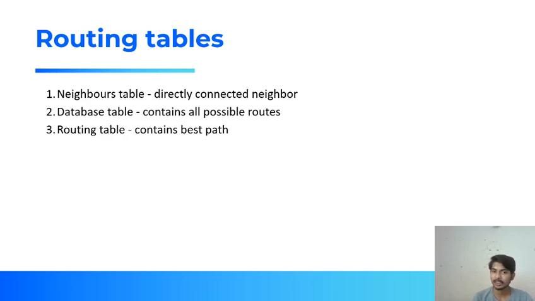The first one is the neighbor table. It lists all the directly connected neighbors of that particular router. The second one is the database table. It contains all the possible routes in the network. And the third one is the routing table. It contains the best path, which is based on different flexible metrics.